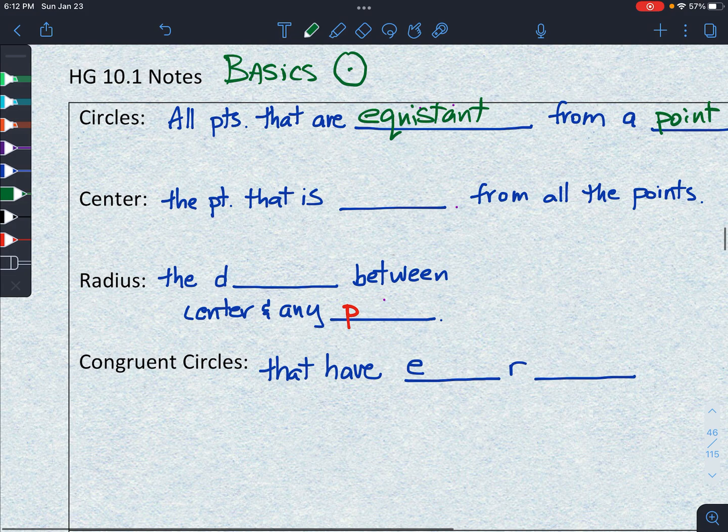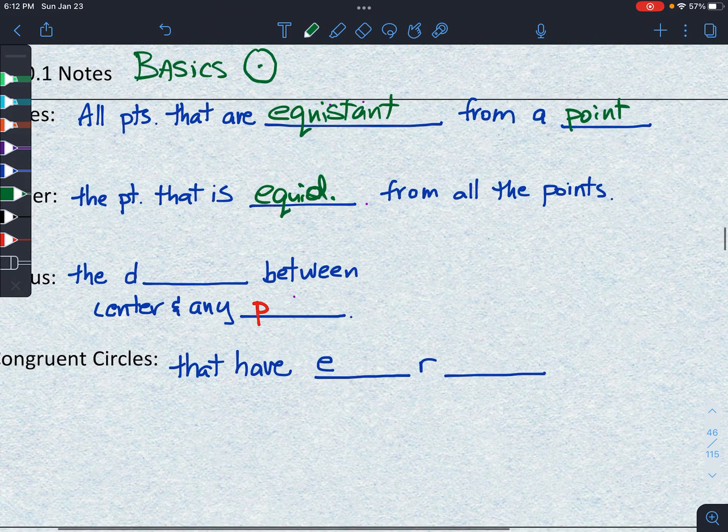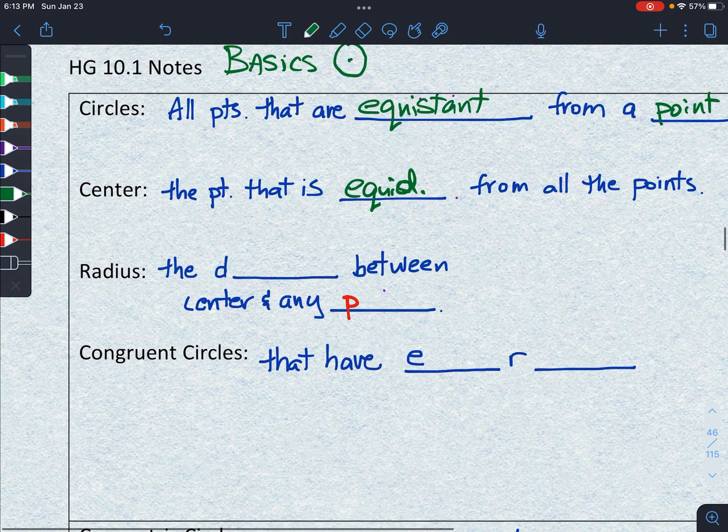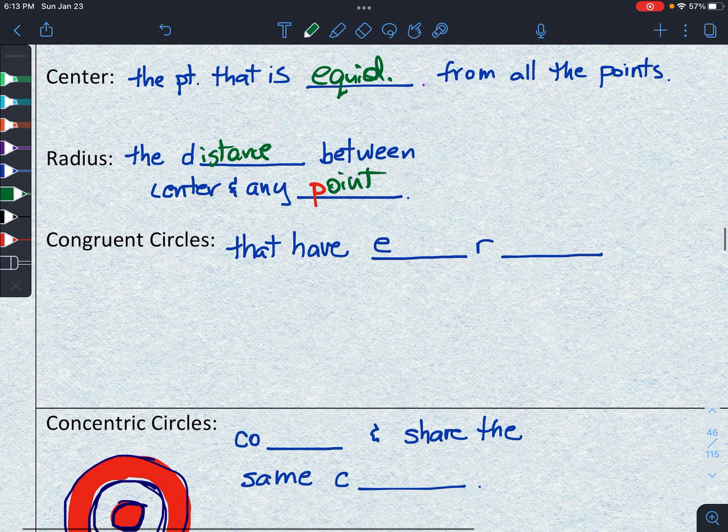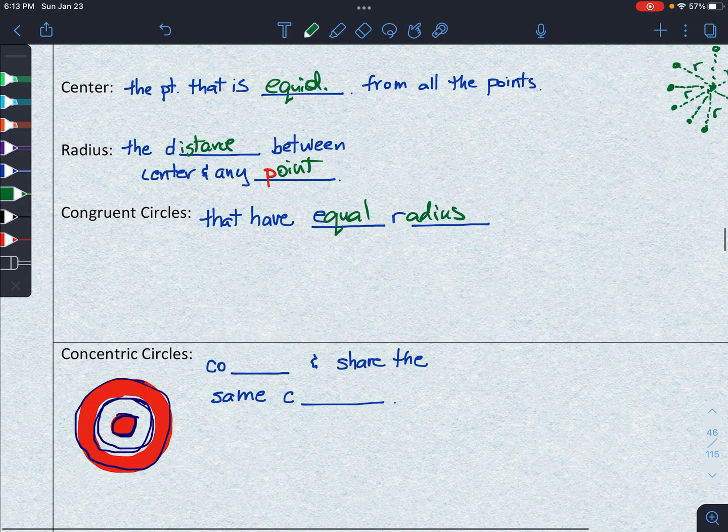What is the center? Well, that point that is equidistant from all the points on the circle. What is the radius? The radius is the distance between the center and any point. And then, obviously, congruent circles would have equal radiuses, the same distance from the center to that point.